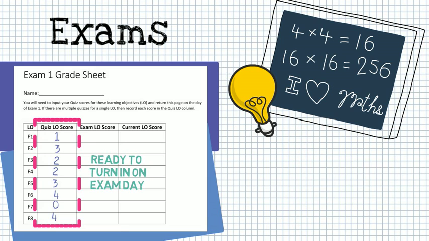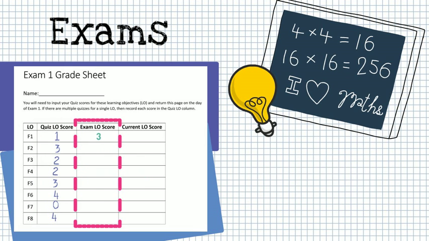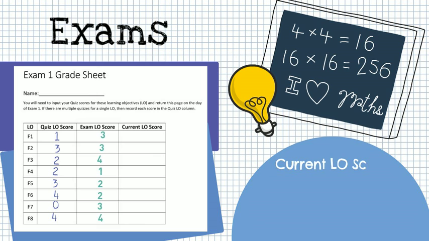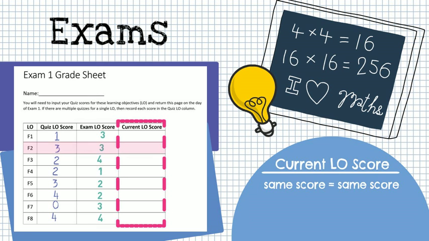After the instructor grades your exam, they will fill in the exam learning objective scores. For all learning objectives that the student received the same score, the current score will be unchanged. You can see that F2 and F8 have the same scores, so F2 will remain a 3 and F8 will remain a 4. Now let's focus on the learning objectives that this student scored higher on this exam.